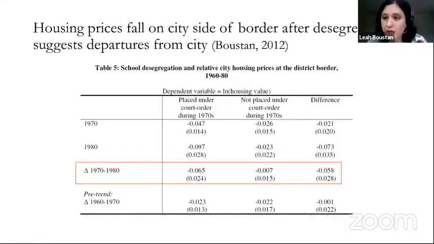And so from that, I infer from the housing price evidence, that, as you remember, is sort of the flip side of white departures. As demand for living on the city side of the border declines, as households move out, that's how housing prices fall. And so with some heroic assumptions, we could take these housing price changes and try to back out how much of white flight was driven by the desegregation orders.